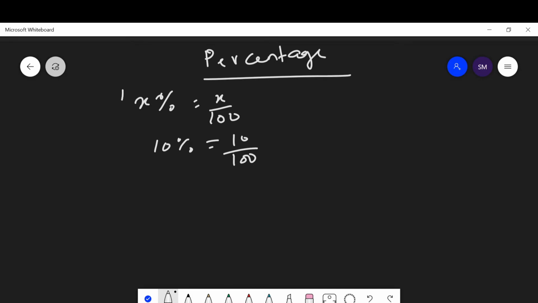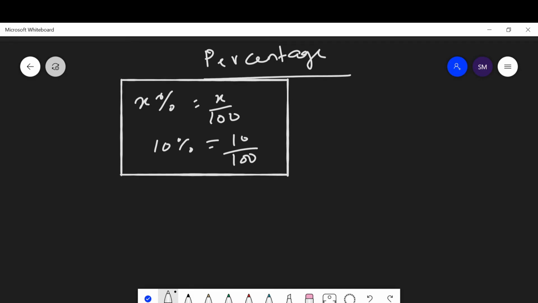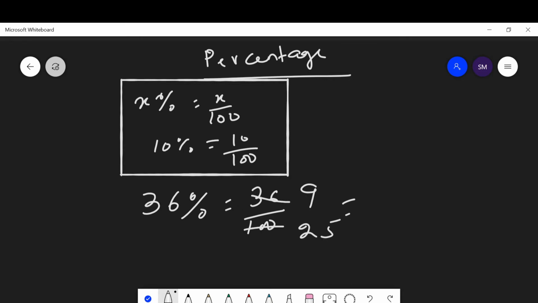How many upon 100 is the percentage of a number? Suppose 36% means 36 upon 100. Convert it into its lowest terms. This is 9 upon 25. If a rational number is given and you are asked to convert it into percentage, simply multiply it by 100. Suppose 9 upon 25 is given and you are asked in the paper to convert it into percentage, simply multiply with 100, then you get 36%.